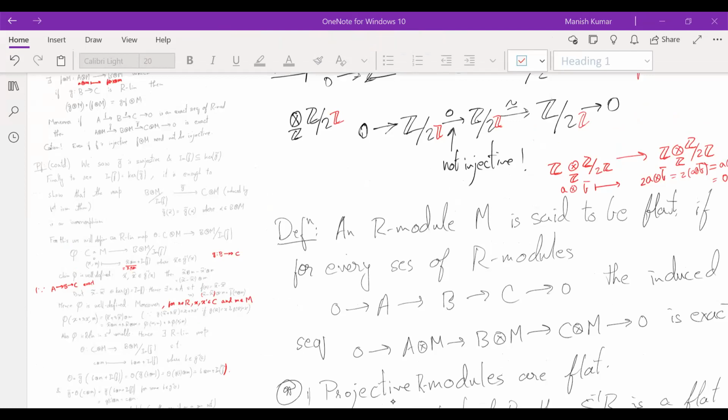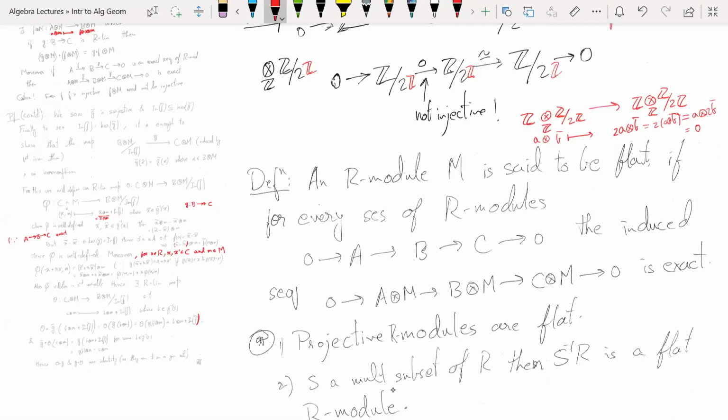So usually tensoring with something is not injective. But there are some modules for which this is okay. Like we saw, or you may have seen in the homework, if you tensor with S inverse R, then it remains exact, because tensoring with S inverse R, where S is a multiplicative subset, is localizing. And localizing is exact.